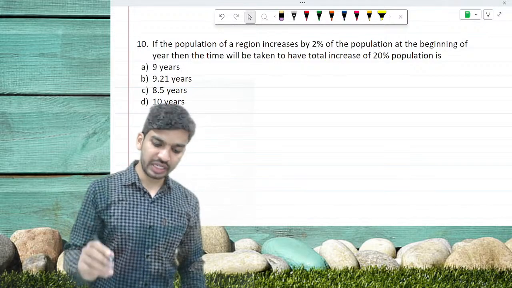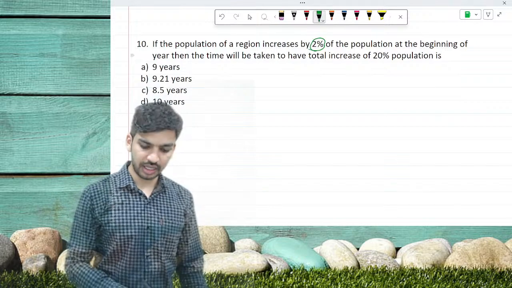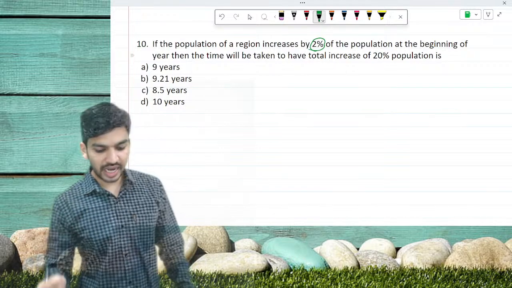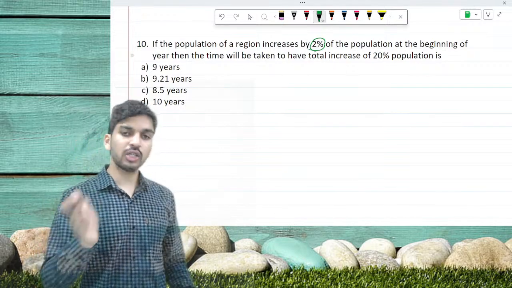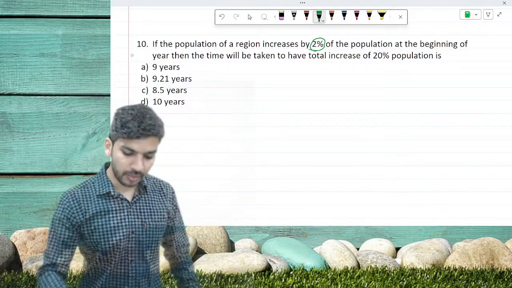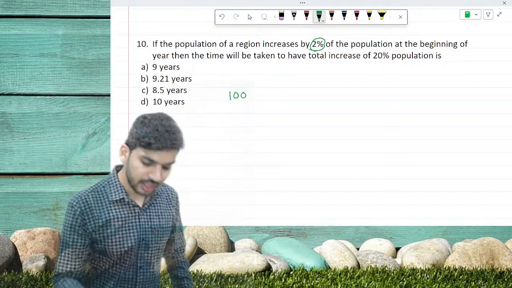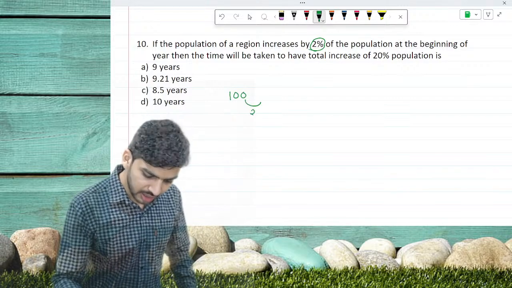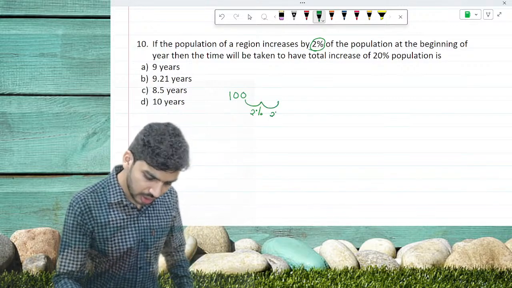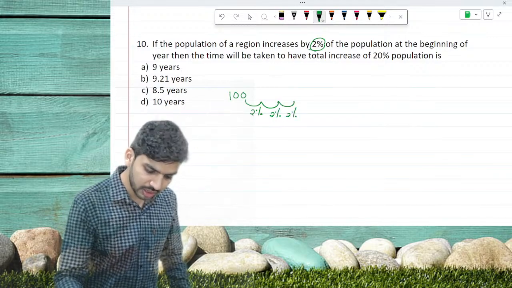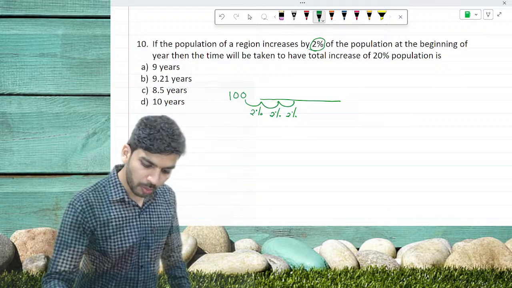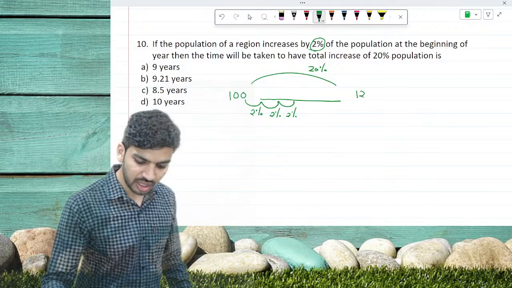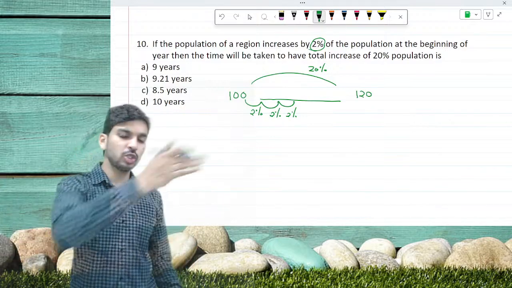If the population of a region increases by 2% of the population at the beginning of the year, then what time will be taken to have a total increase of 20% of the population? That means if at the start the population is 100, every year it is increasing 2%, again 2%, again 2%. In how many years will the population increase by 20%? That means 120. From 100 the population should become 120.